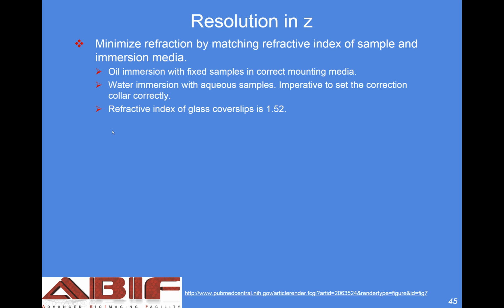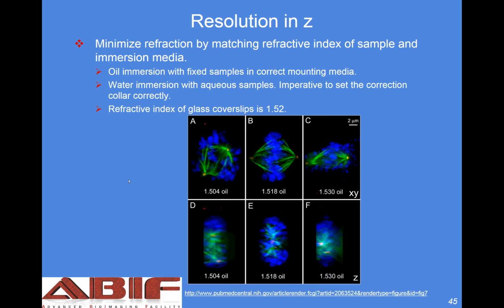So this is an example which shows different refractive index oil, and you can see in the center panel when the oil is best matched to the glass cover slip, we get the crispest image and the least blur, especially along the z-axis when we have the oil matched.